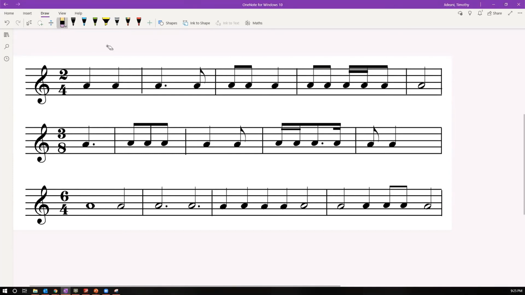Siviwe, can you help us with the first one? What does 2/4 mean? So this here, what does this tell us?